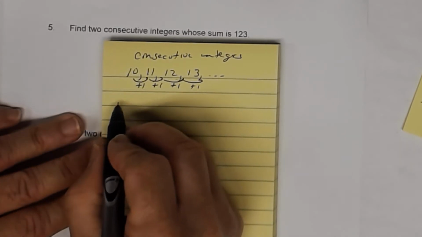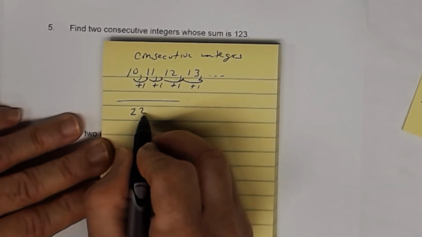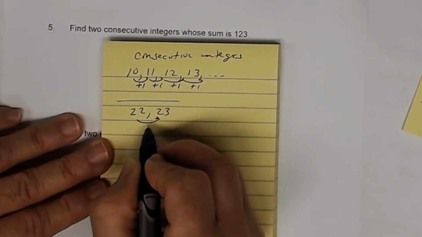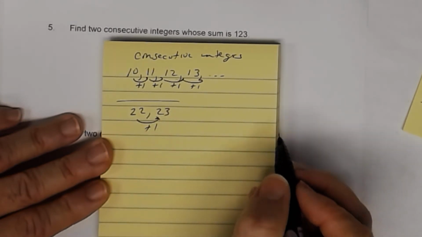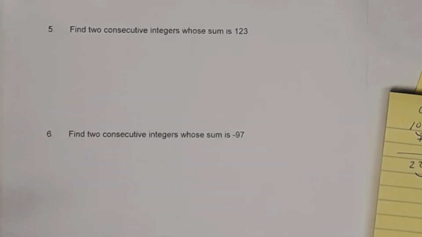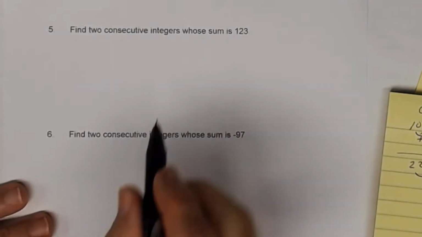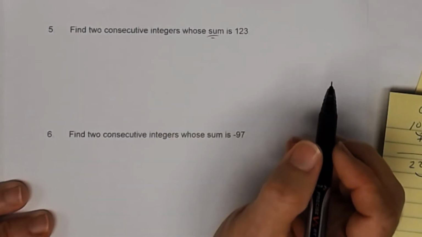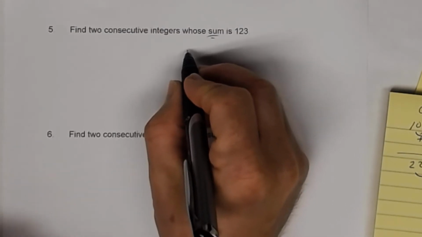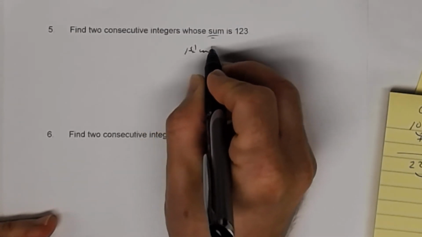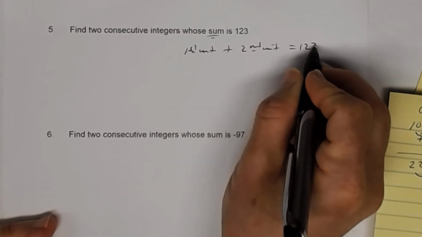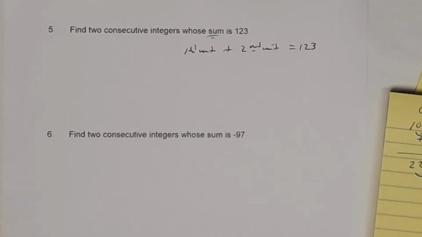All right? So if I have the number, let's say 22, then the next consecutive integer is 23. 22 plus 1 is 23. Okay? All right. So we're going to use that idea with this one. So you're going to find two consecutive integers whose sum is 123. So when you think about that equation, you're thinking about, well, the first integer plus the second integer has to equal 123, right? That's what you're thinking about.